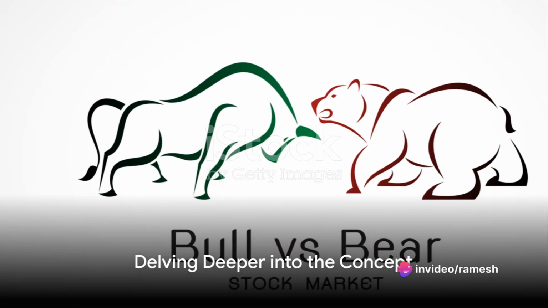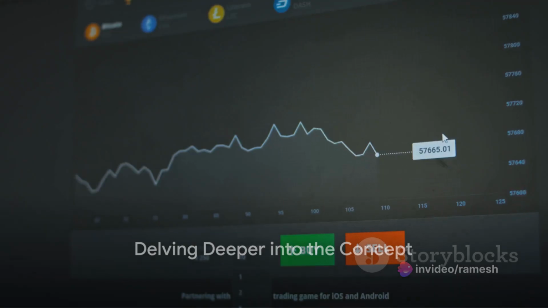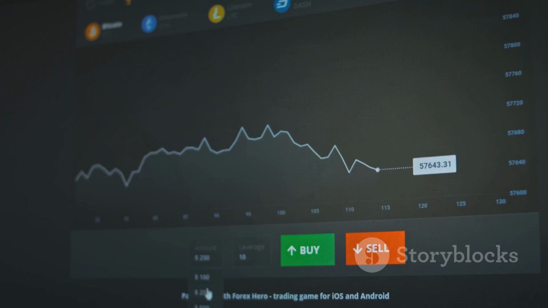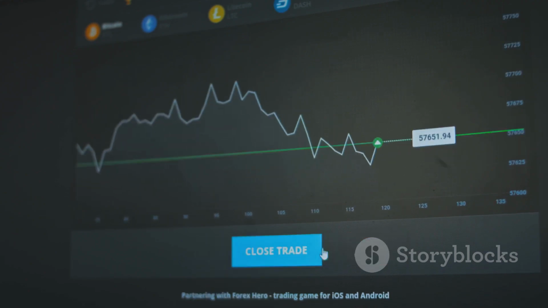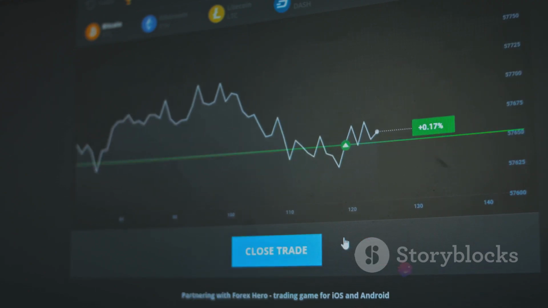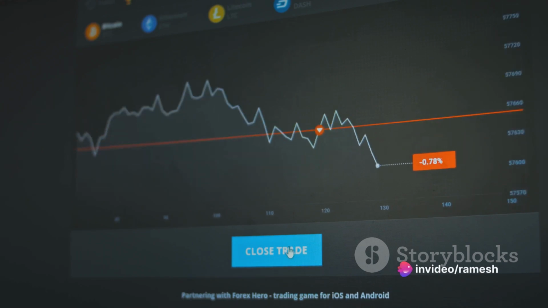Now let's delve a little deeper into this concept. The first step is to understand the market trend. Is the market bullish, showing signs of upward movement? Or is it bearish, indicating potential downward trends?